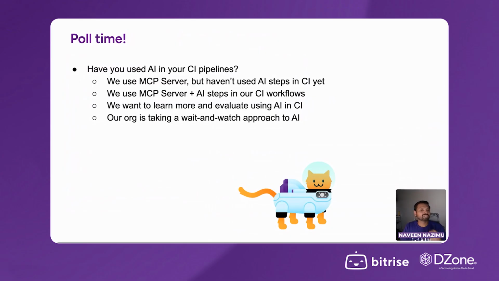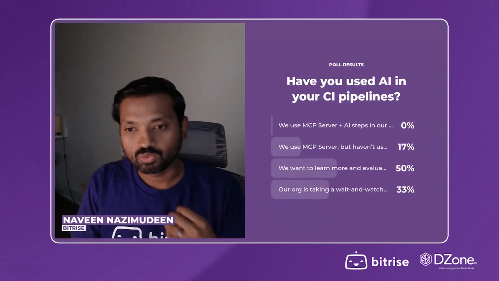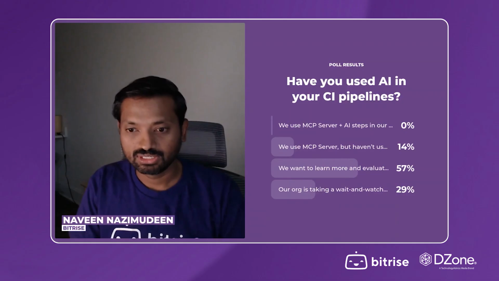All right, a quick poll again. Have you used AI in your CI pipelines? Answer with the poll that's coming up. If you use MCP server, but haven't used AI steps in CI yet, you have used MCP server and you've used CI. And no, we want to learn more and evaluate using AI in your CI, or if your org is taking a wait and watch approach.